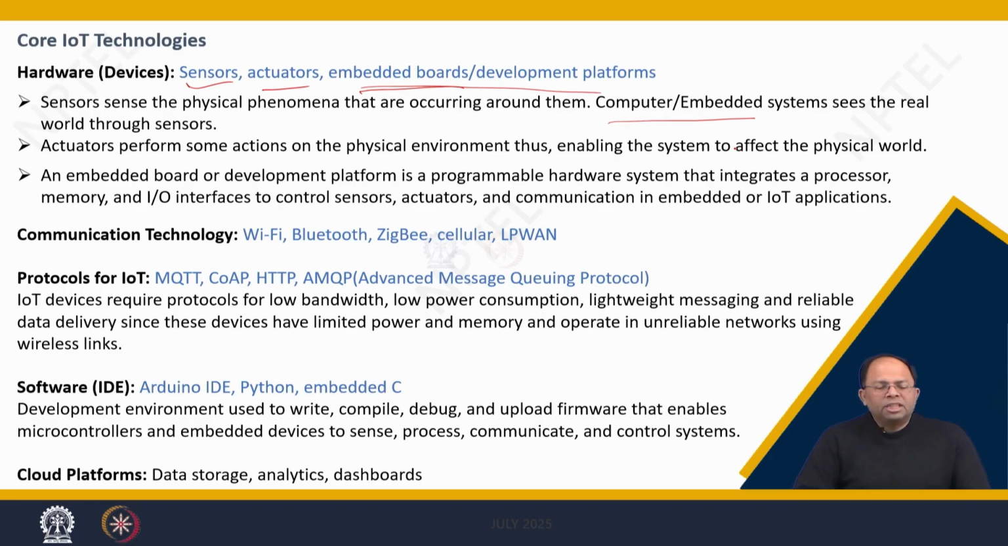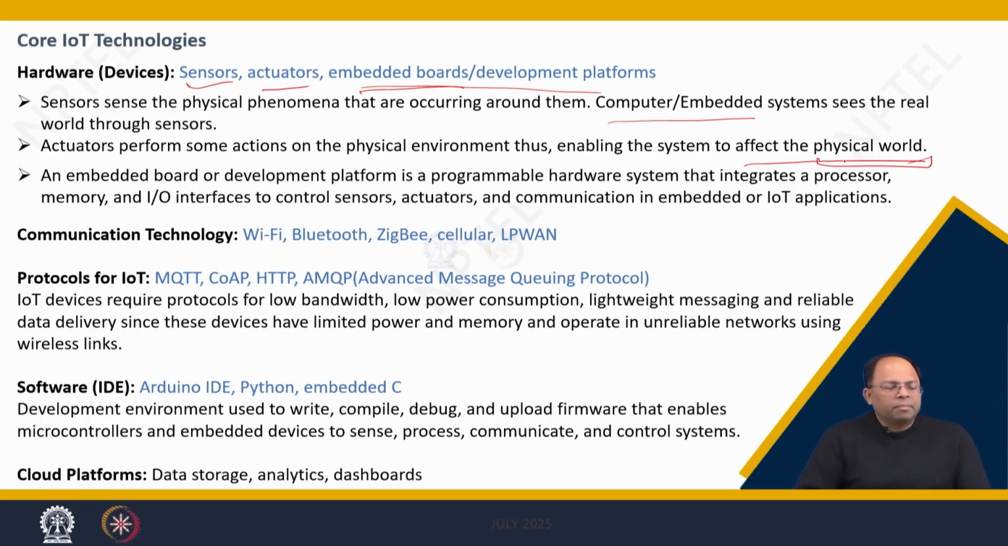Then actuators perform some actions on the physical environment, thus enabling the system to affect the physical world. That means you are able to do something which is changing the physical world. You can run a motor or you can move a vehicle. All this is actuation, right? So an IoT system has some form of actuation. Now actuation may not be physically moving something, it could be displaying something on a screen.